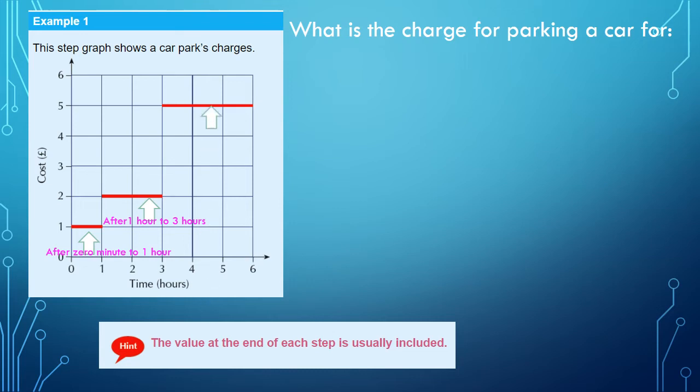And the third one is just after 3 hours up to 6 hours. If you park 5 hours, let me say, you have to pay £5. 6 hours, also £5, and so on.